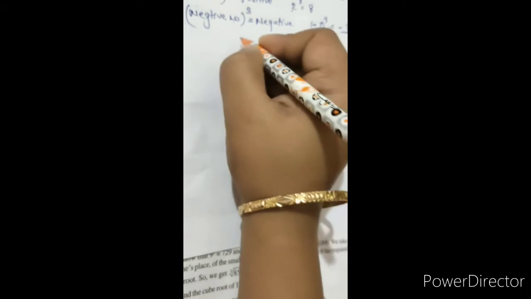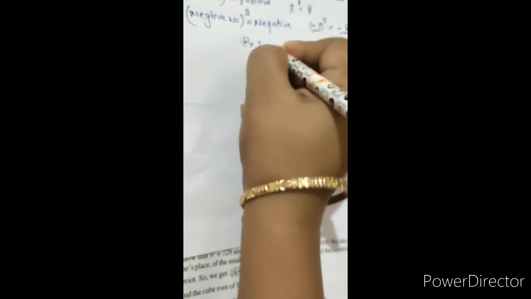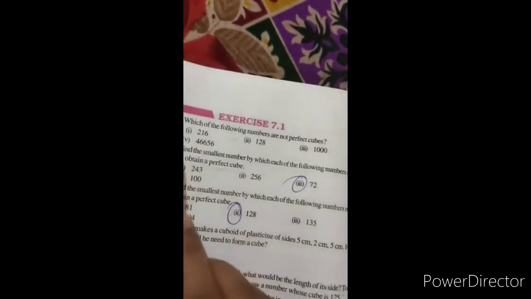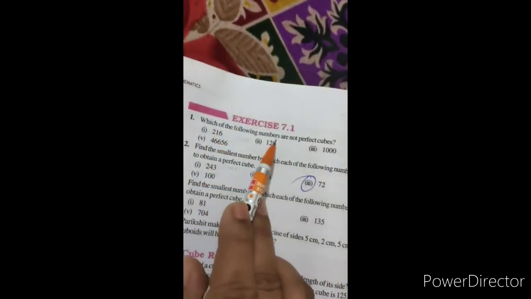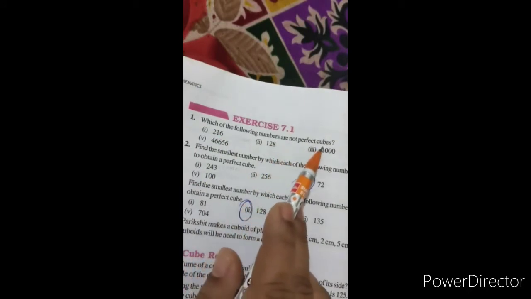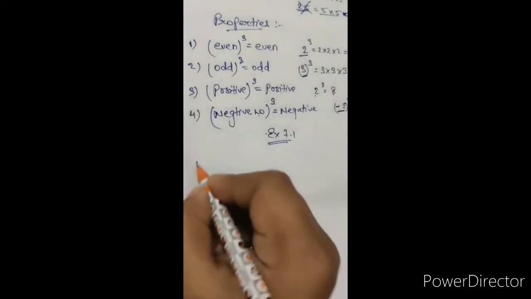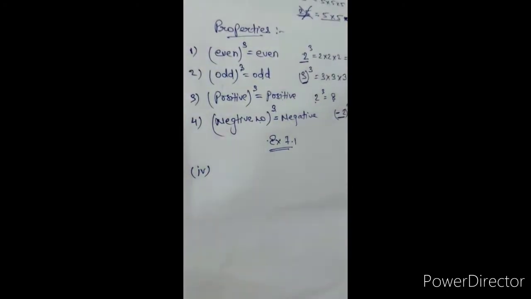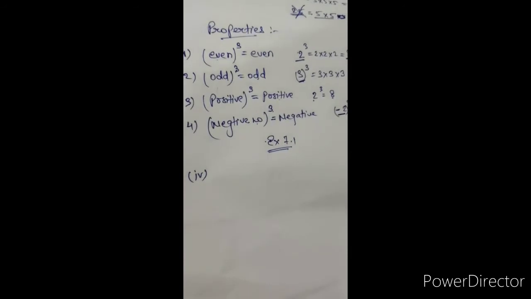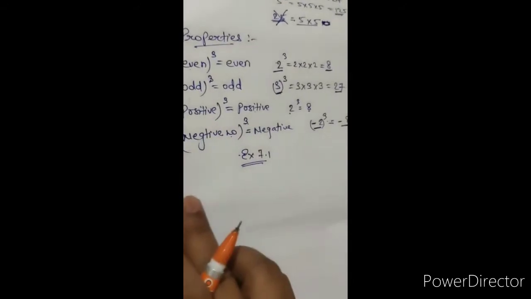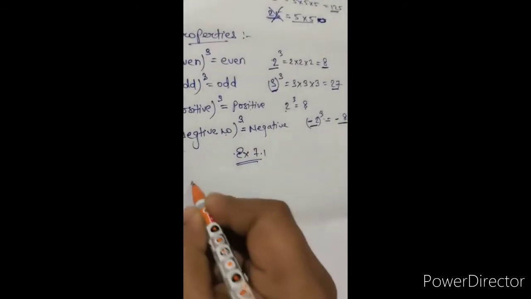Shall we start exercise 7.1? Question first: which of the following numbers are not perfect cubes? Okay, so we solve question number 4, 100. I have already sent the solutions of the first, second and third questions on your portal. You can see them from there. Here we solve question number 4, 100.